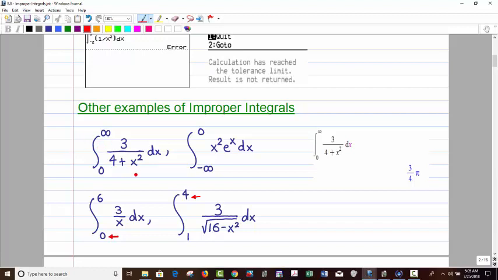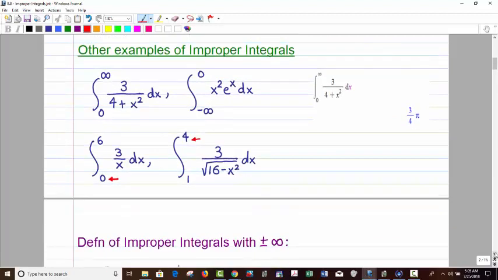Now let's take a look at this one. We're going to see how to work problems like this in just a second. But just to show you, I put this one in Maple. Like I was saying a minute ago, improper integrals can have answers. They can converge to real number answers. So this one's actually 3 pi over 4. And like the other example, when they go to infinity, they diverge.